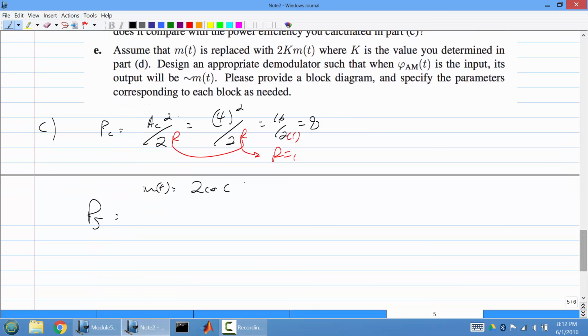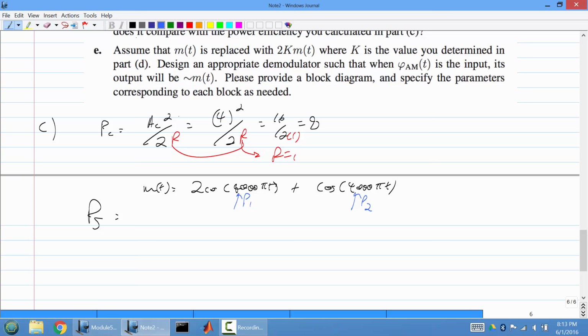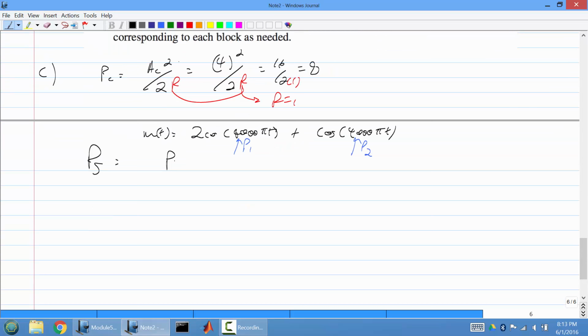So 2 cosine, and this is 8,000 pi t, and then plus cos 4,000. Let's call this P of 1 and this P of 2. You just have to add up these powers together, right? So let me see here. Power is actually, in this case you do divide by 2.